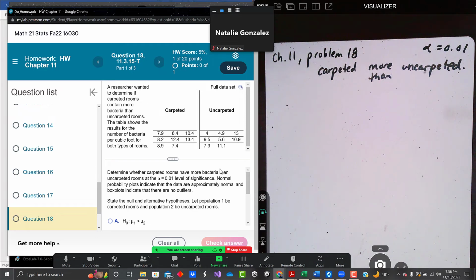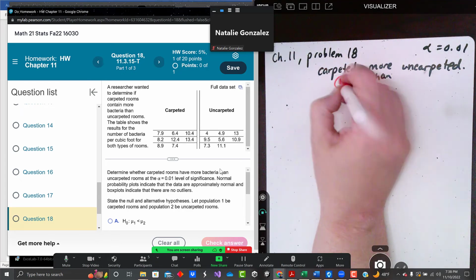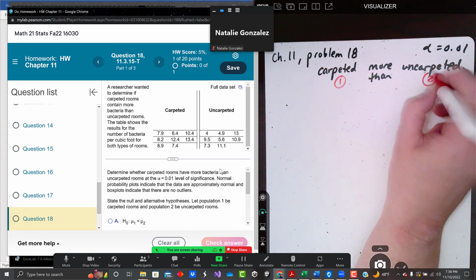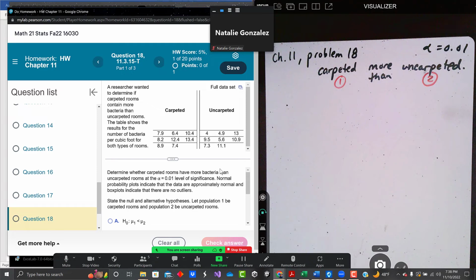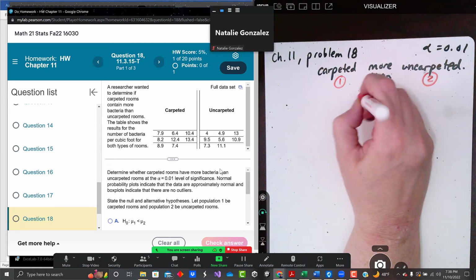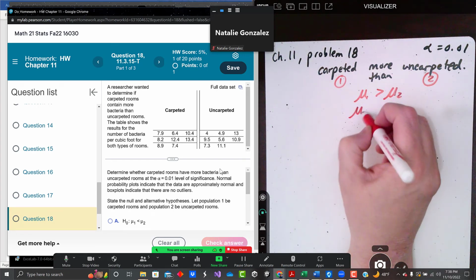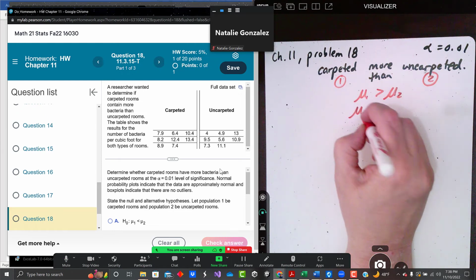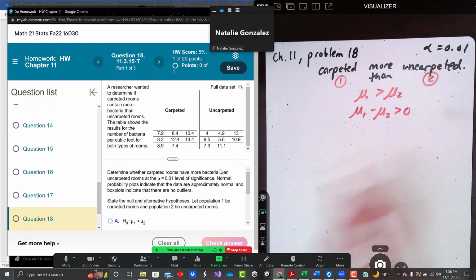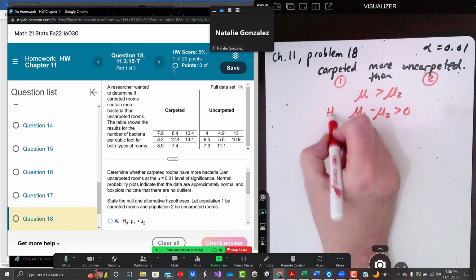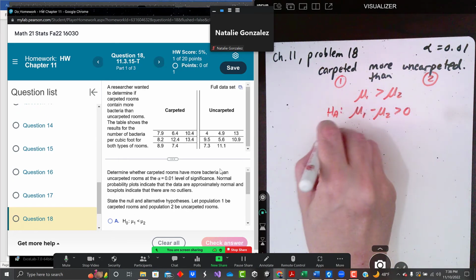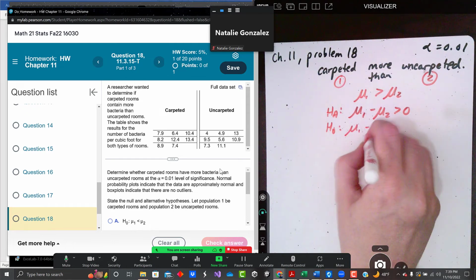State the null and alternate hypothesis. All right. So it says let population 1 be carpeted rooms. So they have specified what they wanted. Carpeted is group 1 and uncarpeted is group 2. And more than means greater than. So mu1 should be greater than mu2. And if I move the mu2 to the left with subtraction, I have mu1 minus mu2 is greater than 0. That's going to be my HA. Which means my H naught is mu1 minus mu2 equals 0.